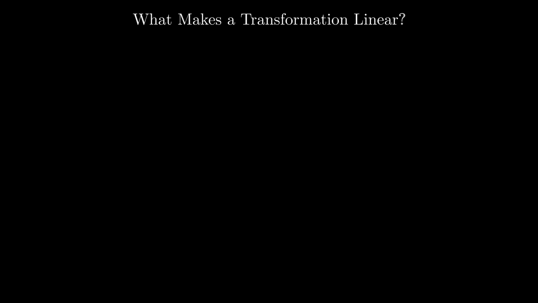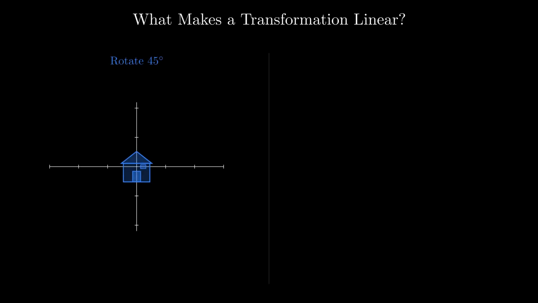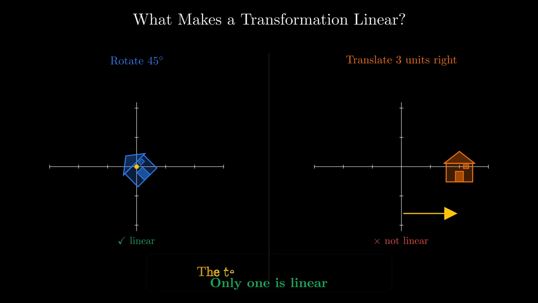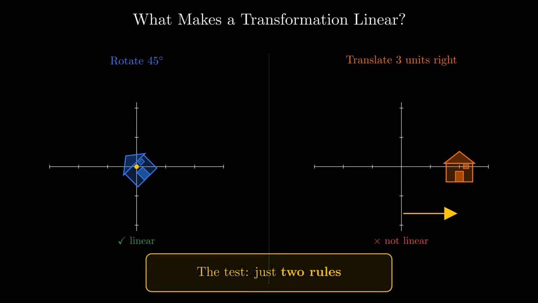Here are two transformations of a house. On the left, we rotated 45 degrees. On the right, we shifted 3 units to the right. Both move the house rigidly. Both look reasonable, but only one is linear. The test that separates them is shockingly simple, and it comes down to just 2 rules.